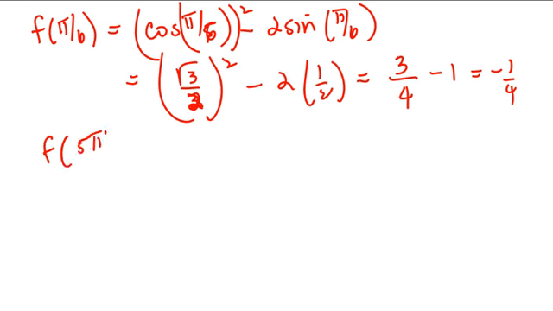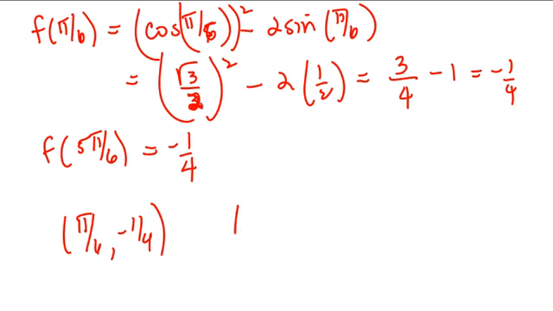And the good news is that if you put in 5 pi over 6, you get the same answer. So I have two inflection points, one at pi over 6, negative a quarter, and the second one at 5 pi over 6, negative a quarter. And I'm going to put all this information into a graph now.